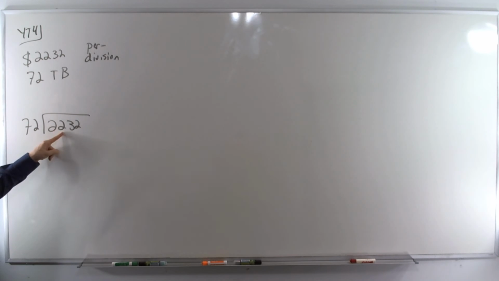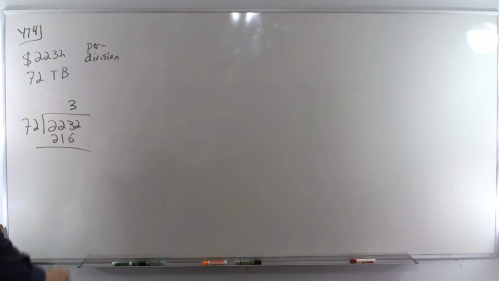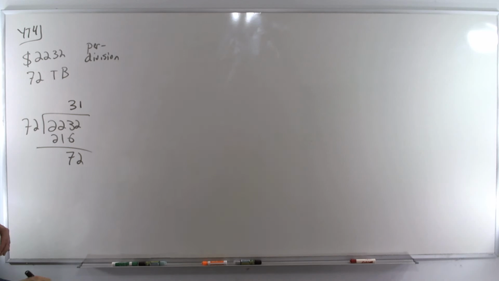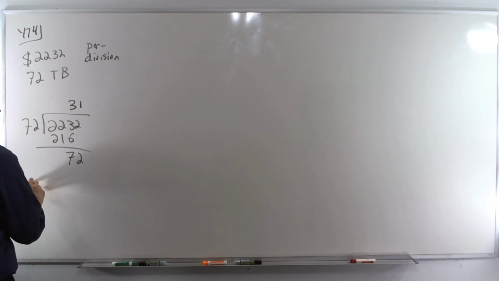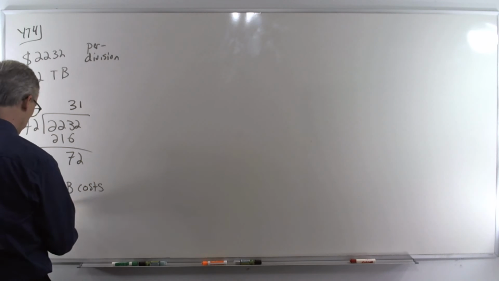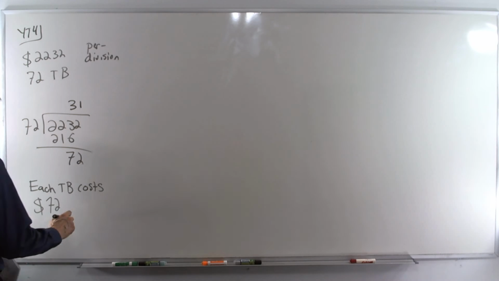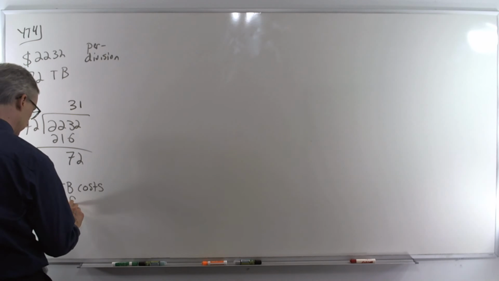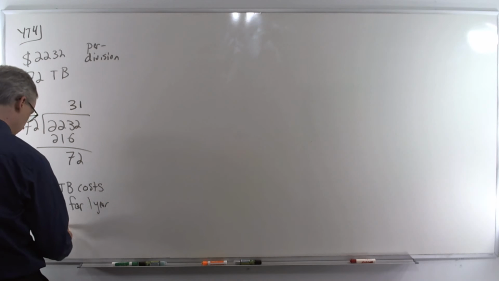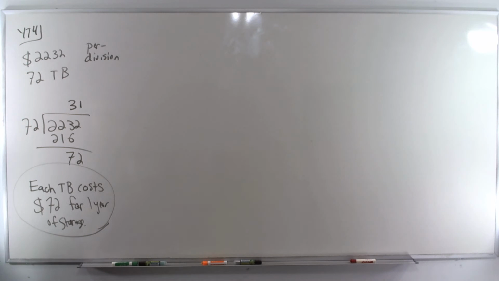All right, 72 doesn't go into 2 or 22, but it does go into 223. That'll be 3 times. 216, subtract to get 7. And it goes in once. So that means each terabyte costs, numerical answer with units, dollars, $31. And what are we talking about? We're talking about cloud storage, so for 1 year of storage.